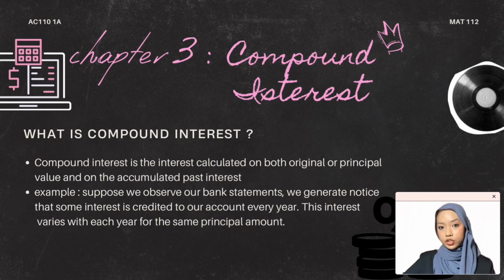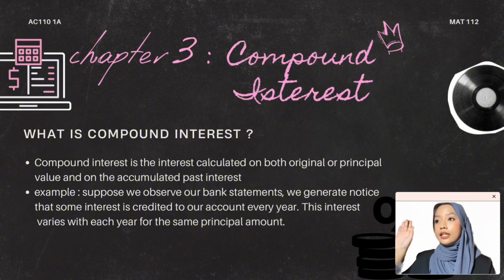Okay, in this chapter 3, which is compound interest, I'm going to tell you guys about some definitions and how we are going to understand compound interest. So let's begin. What is compound interest? Compound interest is the interest calculated on both the original or principal value and on the accumulated past interest.